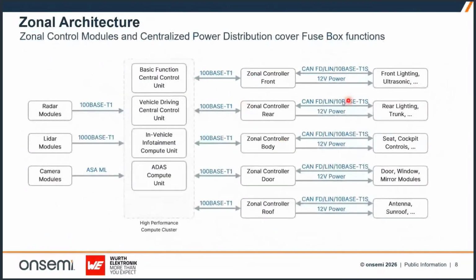The zonal control modules. This shows the function of the zonal controller modules rather than power distribution. So for the zonal architecture, you have front, rear, body. The front is running the ultrasonic sensors at your front. The rear is doing your trunk control and the rear lighting. And then there's a roof module, which is doing the antenna, sunroof, and something like that. That's connected again with 10BASE-T1S, but obviously CAN-FD and LIN are still extensively used. And of course, there are also very high-speed connections used here as well.